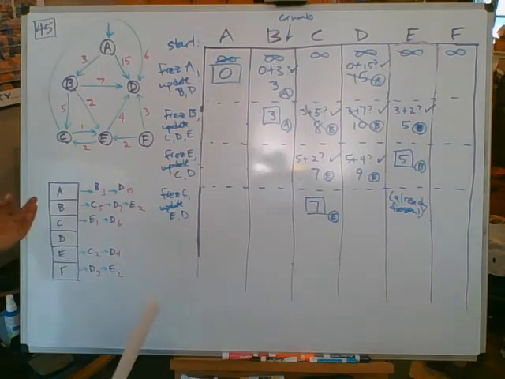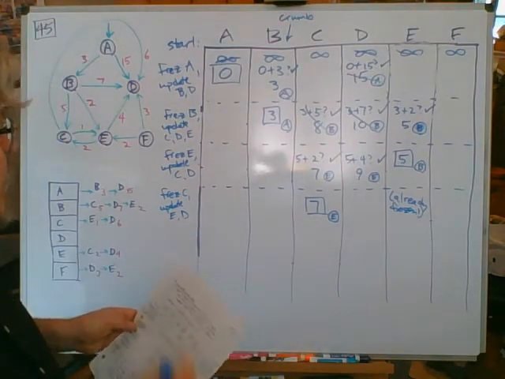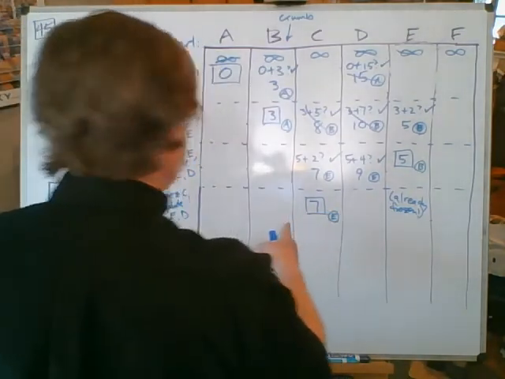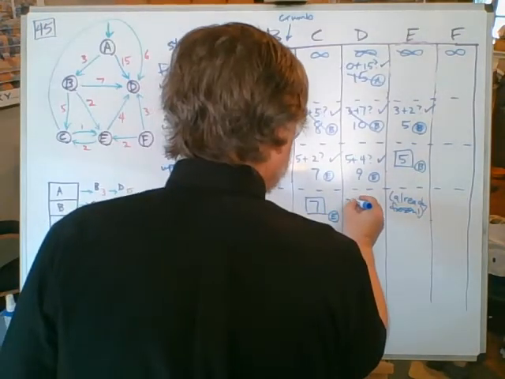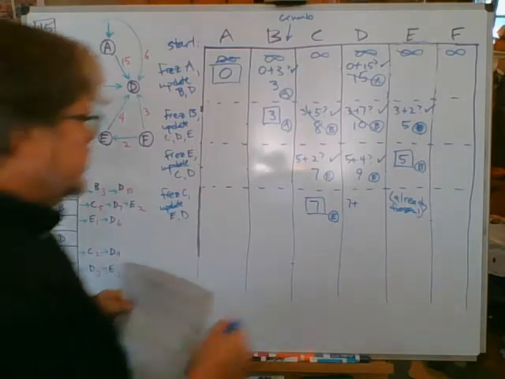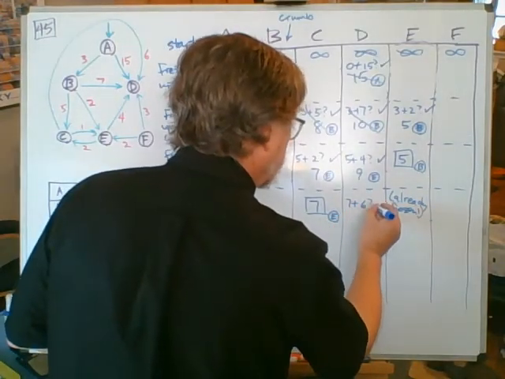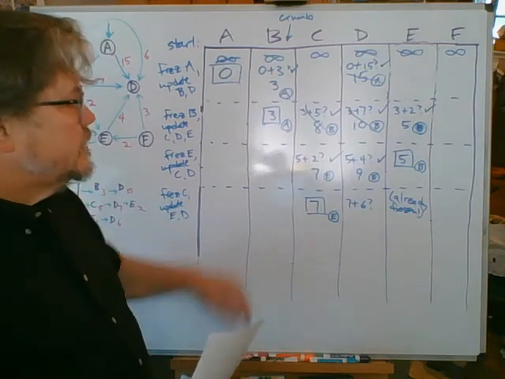It would be what? 7 plus 1, 8. 8's not better than 5. So it's not going to accept that. What about D? D's not frozen yet. So E is 7 plus the distance from C to D is 6. 7 plus 6 is 13. So we offer D a distance of 13.